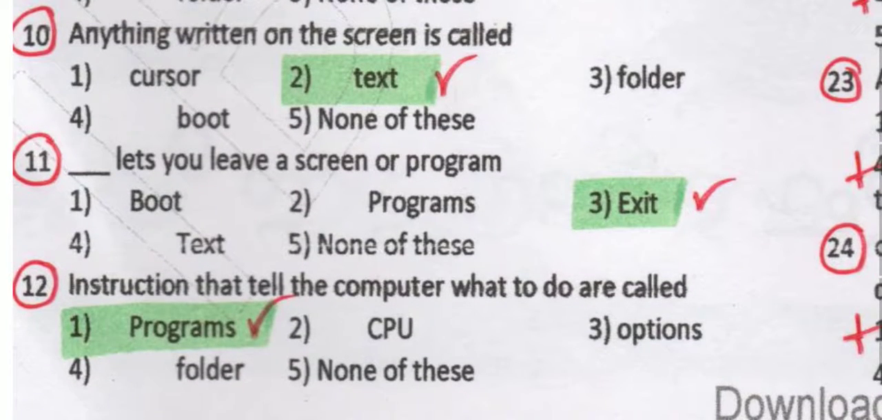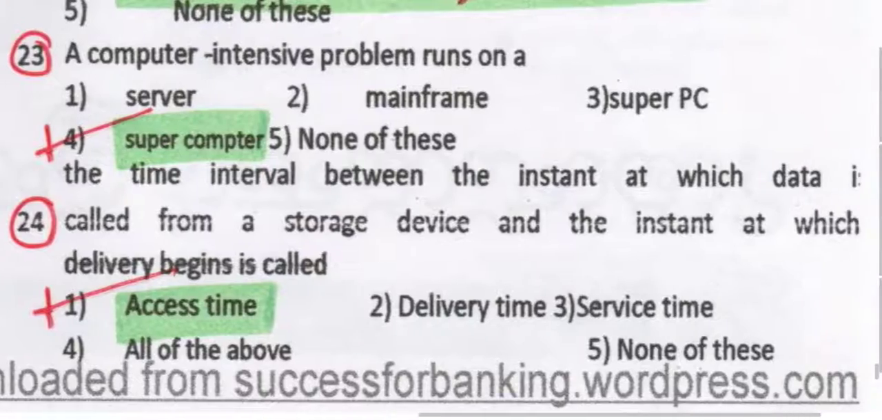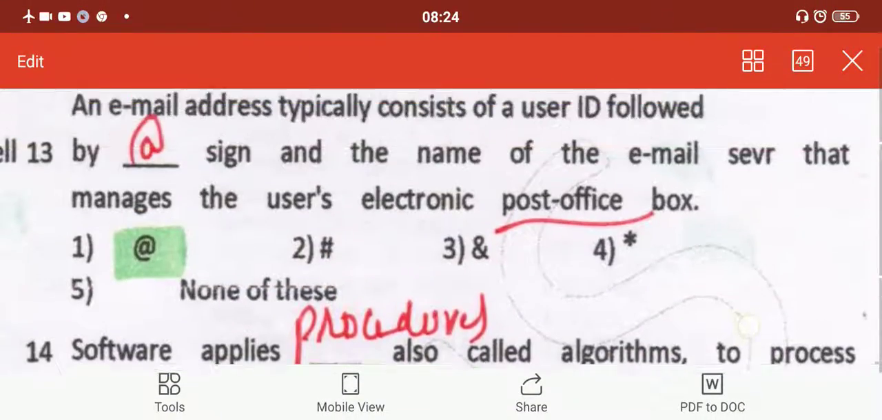That is text. Exit lets you leave a screen or program. How exactly should exit be done? Escape. If you press Escape, you directly exit. Instructions that tell the computer what to do are called programs, which are given predefined instructions.